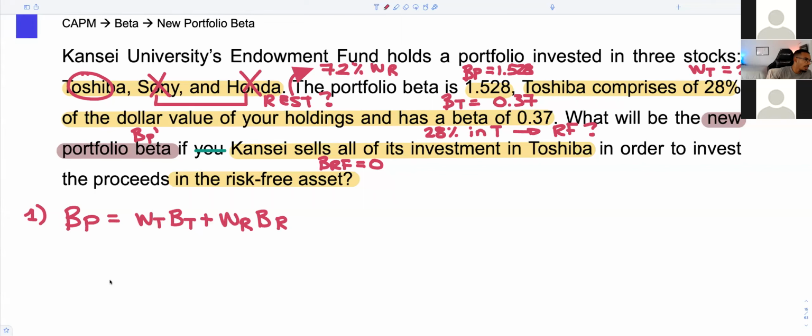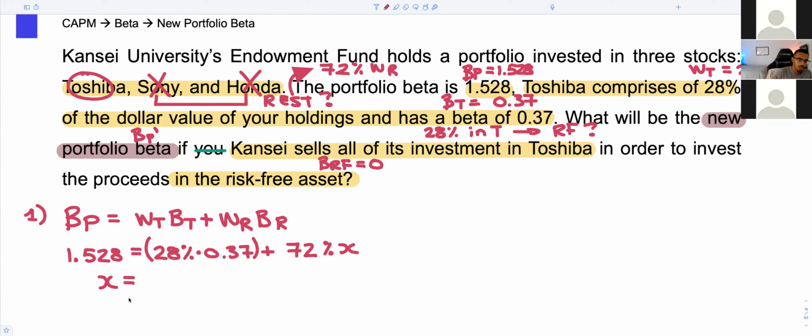In other words, we're saying that 1.528 is equal to 28% times 0.37, plus, so we can put this in brackets, plus 72% times X. That's literally all that we're saying, X being the beta of what's left in the portfolio. I would like y'all to tell me, what is our X? In other words, what is the beta of the remainder of our portfolio? And after that, if you have any questions, you can obviously tell me.